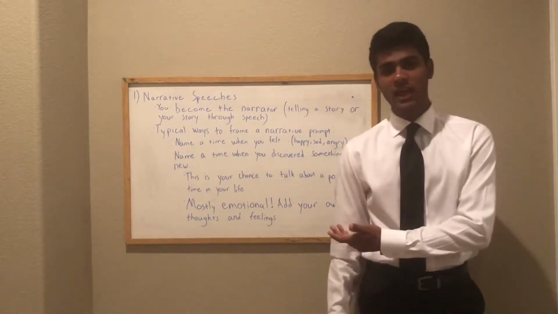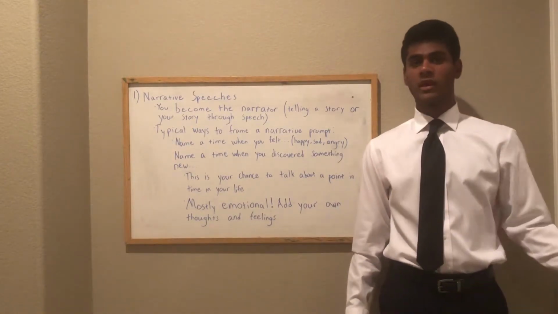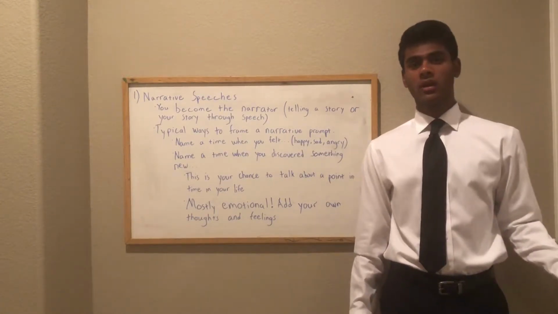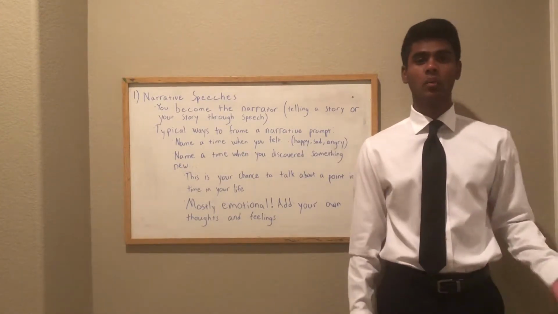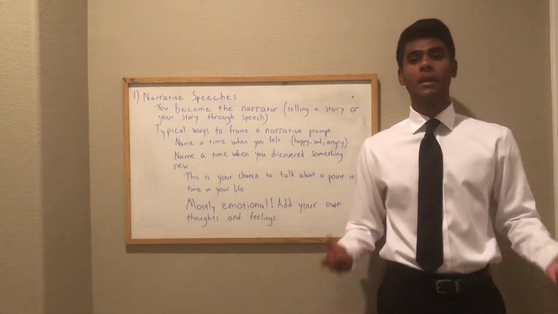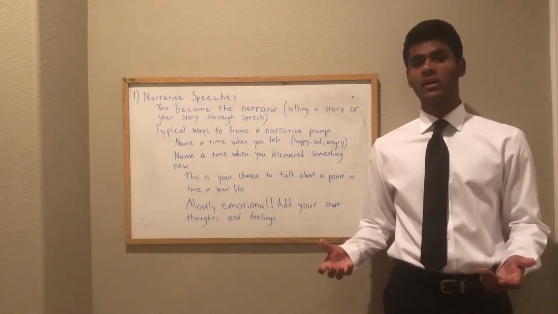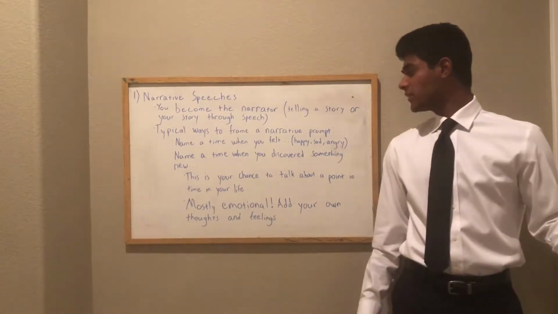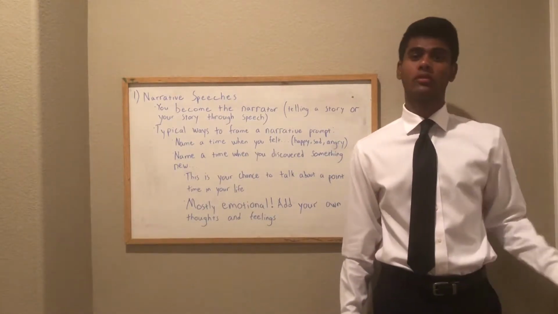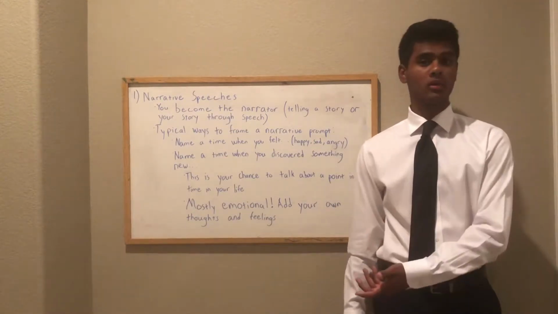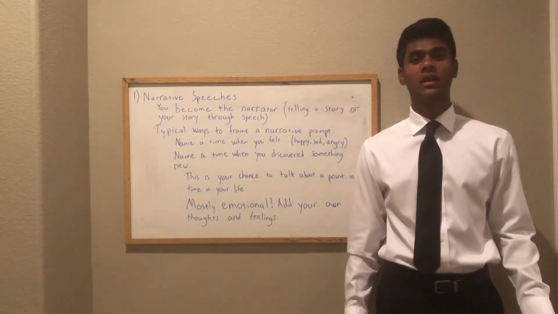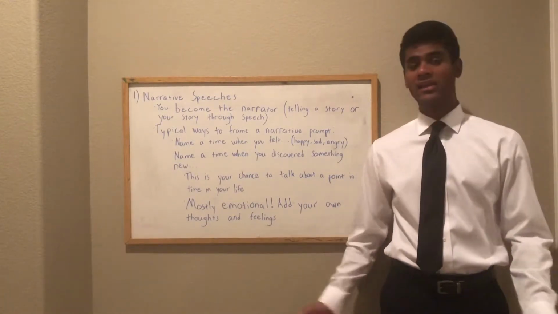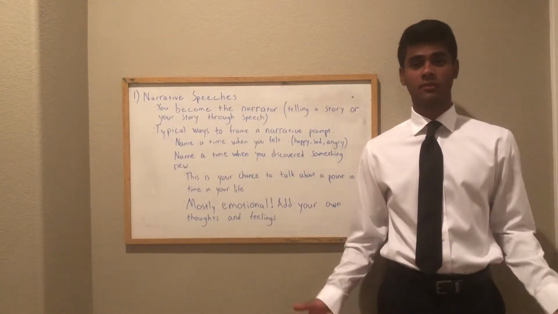So there's some ways that a narrative prompt may be framed for you. Some of these include name a time when you felt, I don't know, happy, sad, angry, whatever it is. You're talking about a point in time when you felt some type of way. Another way is name a time when you discovered something new about yourself, right? About the world, about human nature, about your friends. Could be any of these things. There's a huge range of ways that a narrative prompt can be framed.